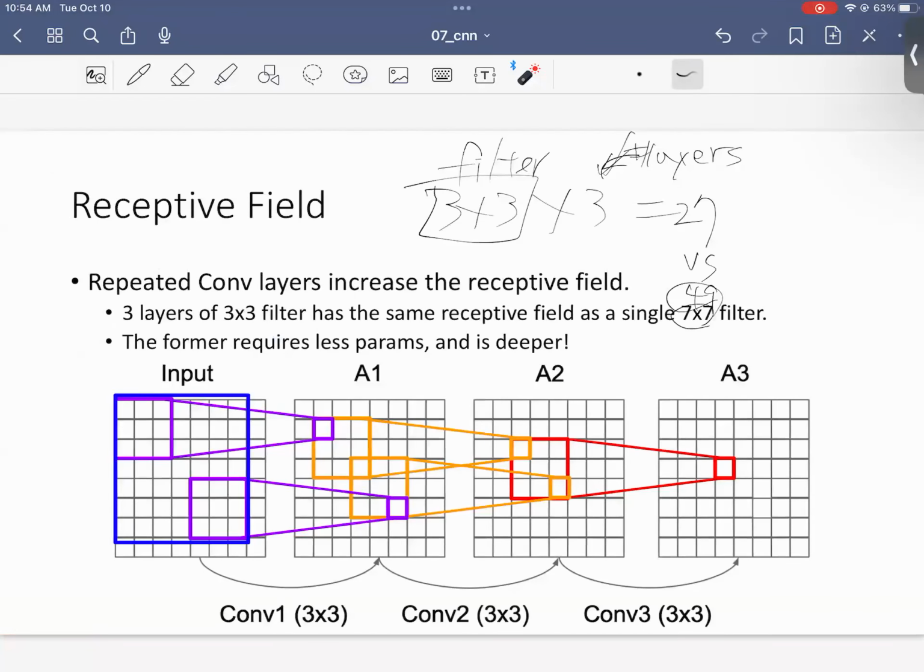And that means having 3 layers of 3 by 3 filter will require 27 parameters as opposed to 49 parameters. And this guy still has the same size receptive field as this guy, which is more efficient because we're using fewer parameters, right? So that's one thing. And it is deeper. So having 3 layers of 3 by 3 filter requires exactly 3 layers. This guy is only 1 layer. And it's said that being deeper is a good thing.